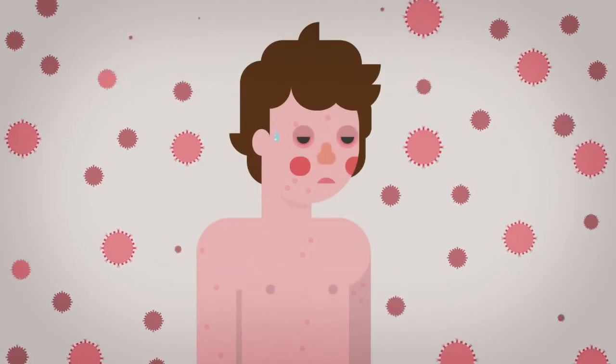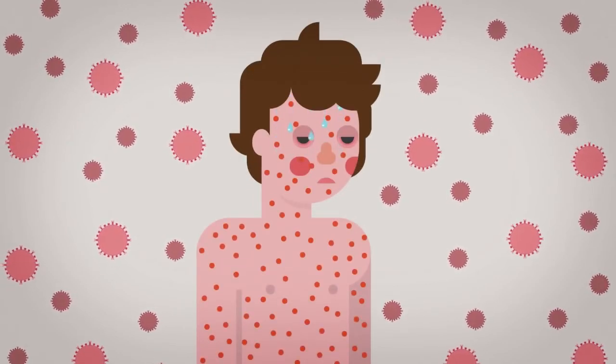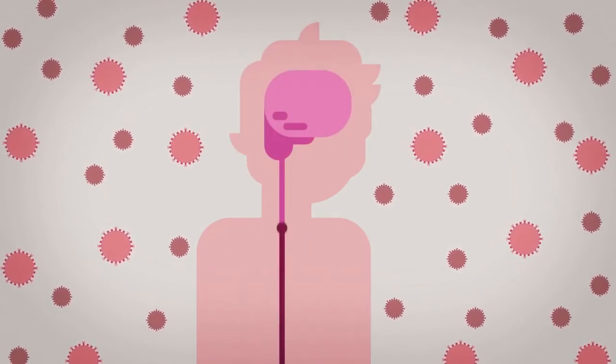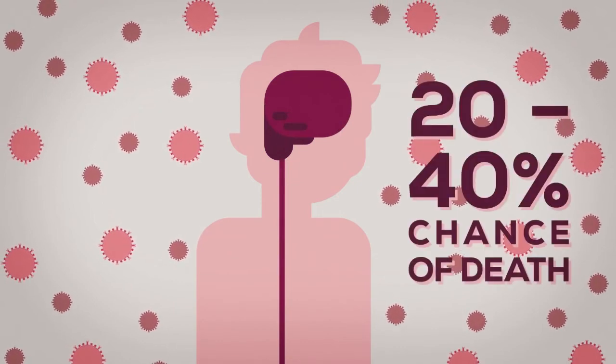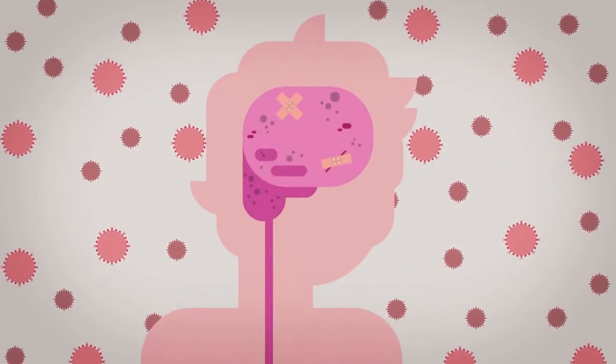The virus spreads everywhere, infecting the skin all over the body. The typical measles rash now becomes visible. And in some cases, the measles virus reaches the brain and causes a brain infection. If it does so, the chances of dying are between 20 to 40%, and there may be long-term damage.